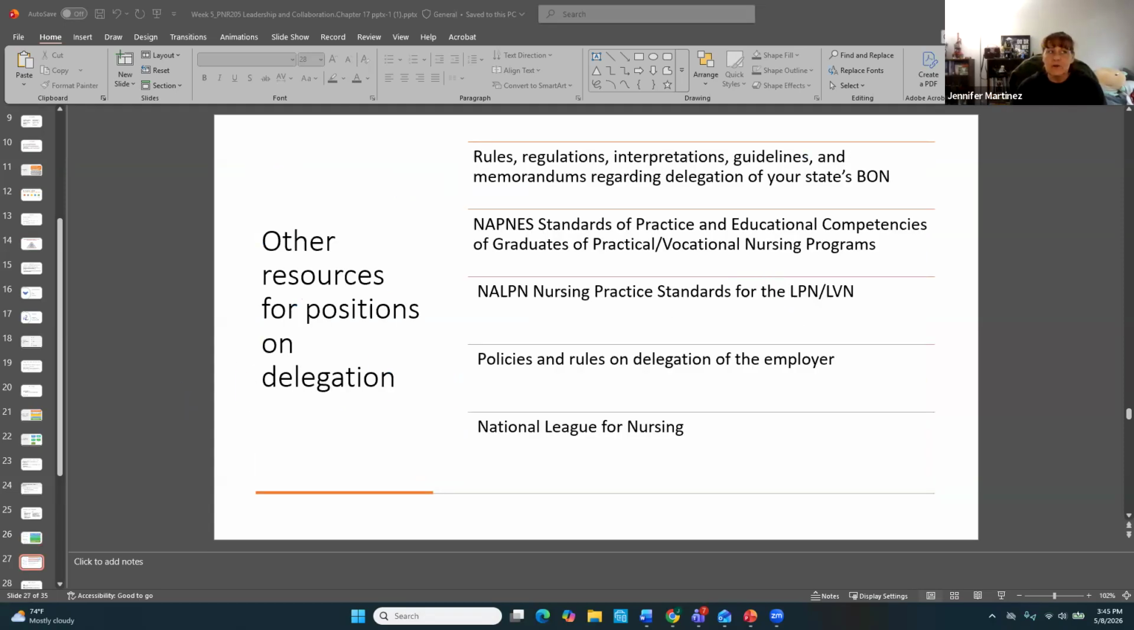Other resources, of course, are going to depend on the rules, regulations, guidelines, and memos from your state board of nursing. NAPNES is another one, with standards of practice and educational competencies. Your NALPN has the nursing practice standards for LPNs and LVNs. Also, policies and rules on delegation by your employer. And the NLN also has some really good information on delegation.